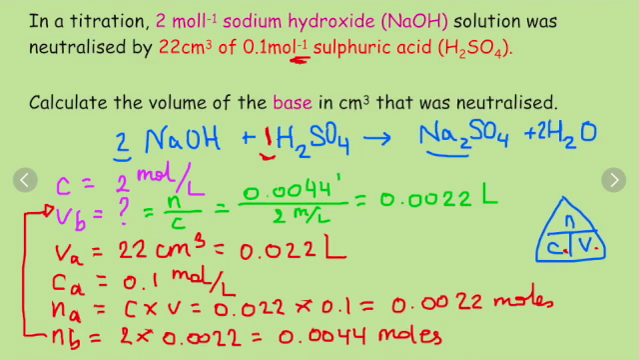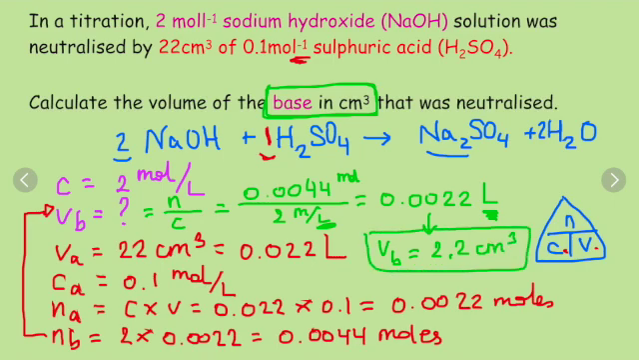liters. Remember that this is moles per liter, so this is in liters. Now, the question is asking us in centimeters cubed. So we need to multiply that by 1000, and we get that the volume of the base is 2.2 centimeters cubed. It's very important that you look at what the question is asking. Sorry about that.